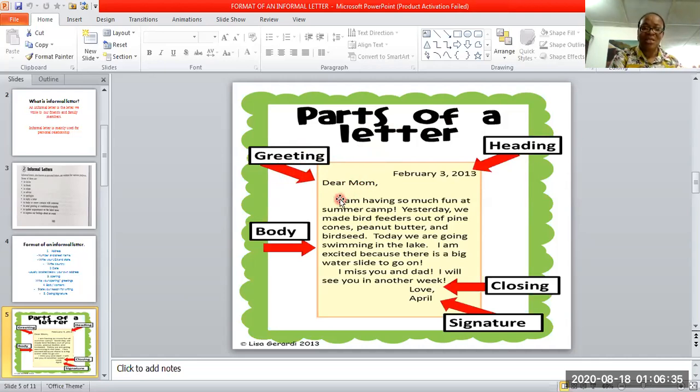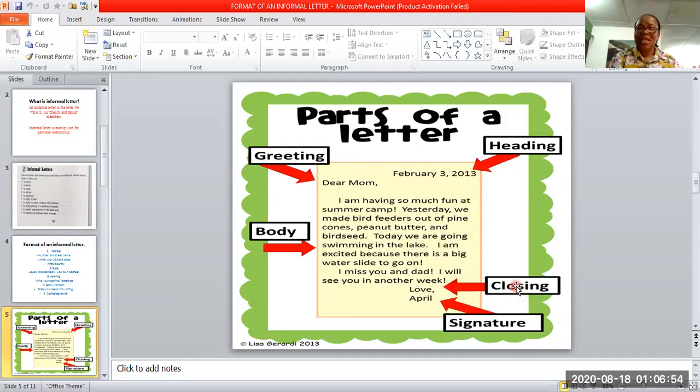And what is the body of the letter? The body of the letter tells the content of the letter. The body of the letter is the content. It tells a message. It sends a message. It relays a message. Are we together? Beautiful. Now, we move on to the closing.